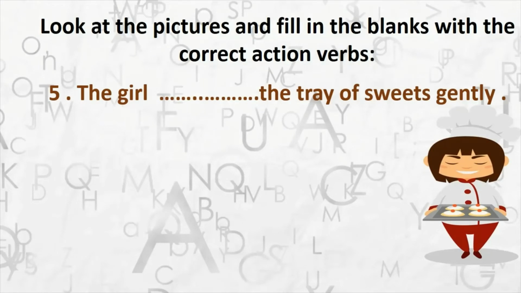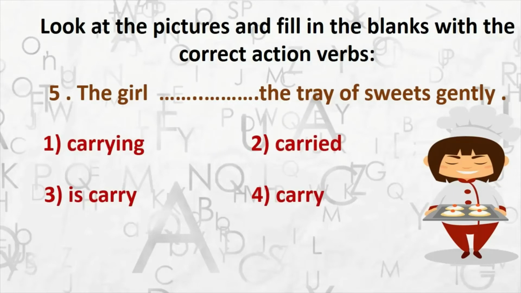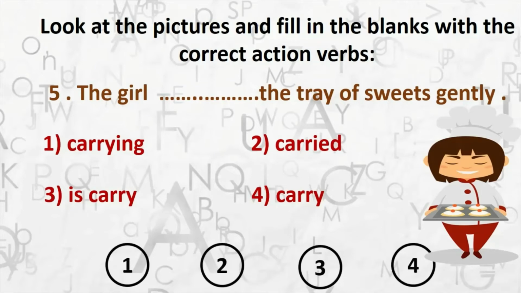Okay, so let's see the word, which is the action verb. The girl carrying the tray of sweets. The girl carried the tray of sweets. The girl is carry. The girl carry. So which could be the correct one? It is option number 2.